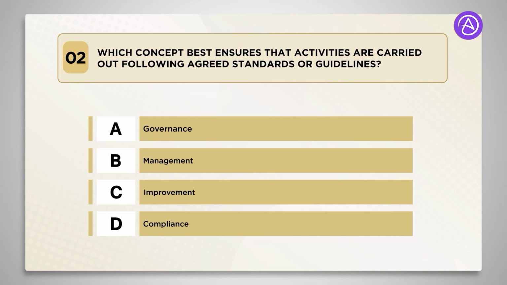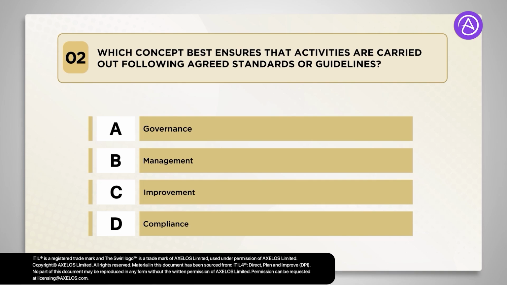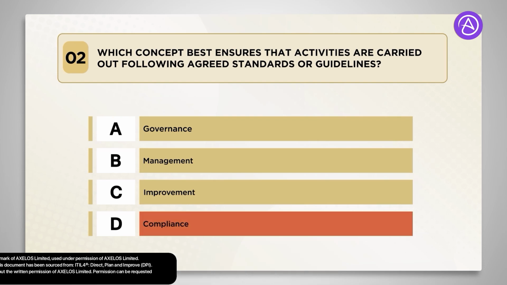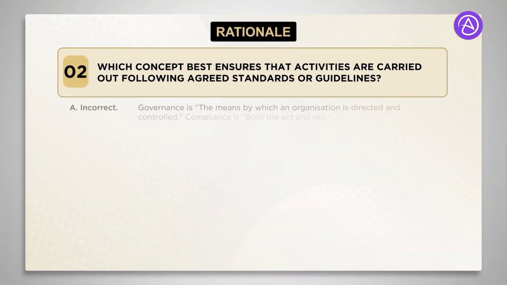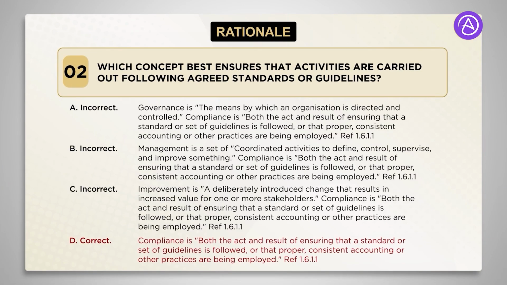So, answer to the question, which concept best ensures that activities are carried out following agreed standards or guidelines? The correct answer is D, compliance. Compliance is described as both the act and result of ensuring that a standard or set of guidelines is followed, or that proper, consistent accounting or other practices are employed.